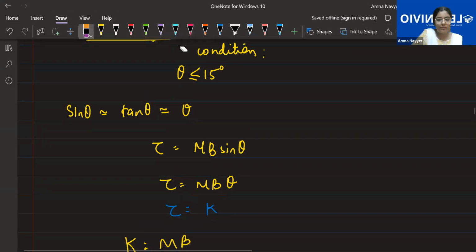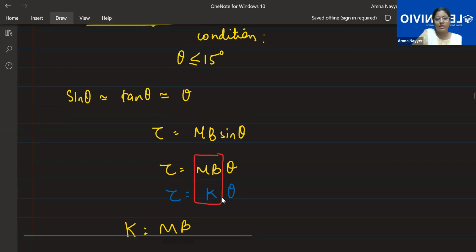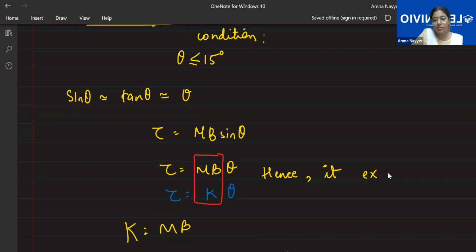Yes, ma'am. If I write it like this, we can say MB is equal to K. We have got our K. So this shows that it is following this, and hence it executes SHM. Got it? We did the same thing we have done already. We got it using sine theta. Revise that.